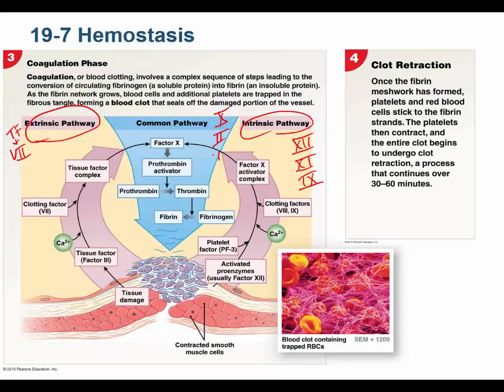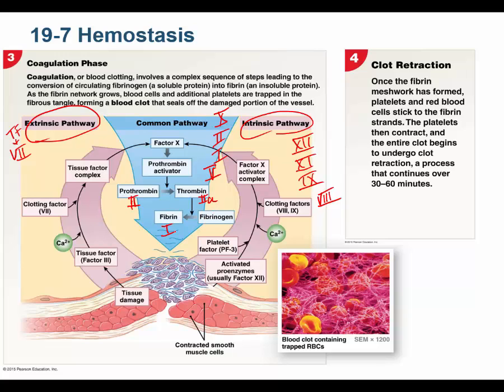And there's a couple other things here. I guess I should say that 8 is part of intrinsic. And also with 10, 2, and 1 in the common pathway is factor 5. And I'll show you some more details in a second. 2 is prothrombin. Prothrombin is 2. And what is thrombin? 2 active, which we say 2A.